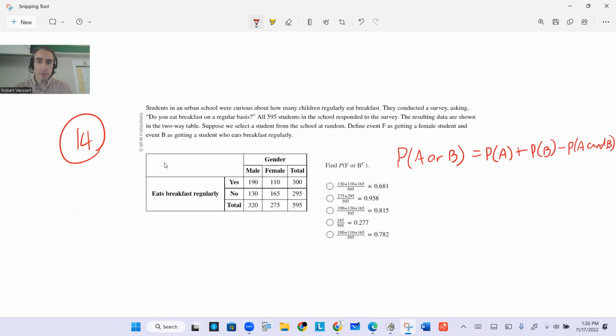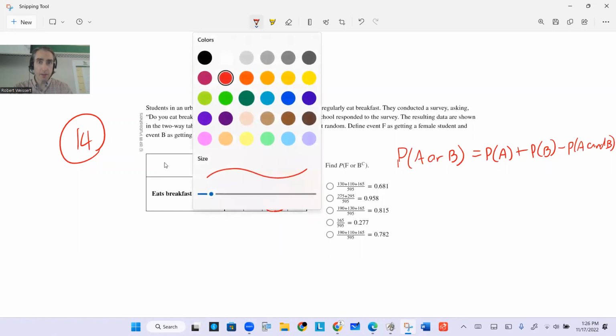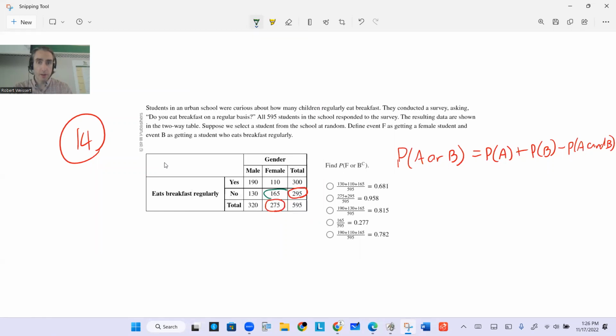So in this case, if you just look at the total sum, we have 275 female and we have 295 not Bs. Now the overlap is where they meet, and that's going to be that 165. So the way you're going to do that probability is 275 over 595 plus 295 over 595. But then you're going to take away the 165 out of 595.